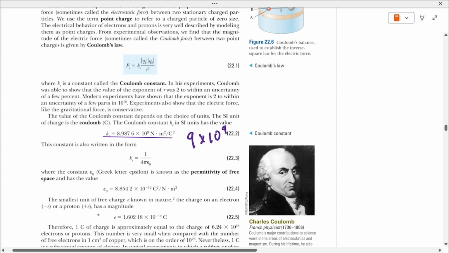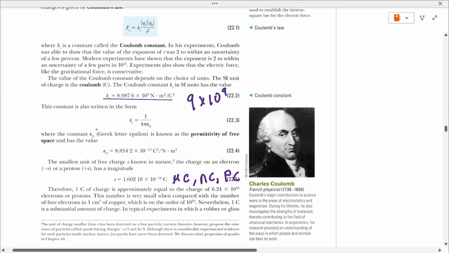And now we also get a value for the charge on an electron or proton. This will be the magnitude of the charge without the positive or negative sign. And it's about 1.6 times 10 to the minus 19th coulombs. And so 1 coulomb of charge is actually very large. So most of the time we're going to be dealing with microcoulombs, nanocoulombs, or picocoulombs even, which is 10 to the minus 6th, 10 to the minus 9th, and 10 to the minus 12th, respectively.